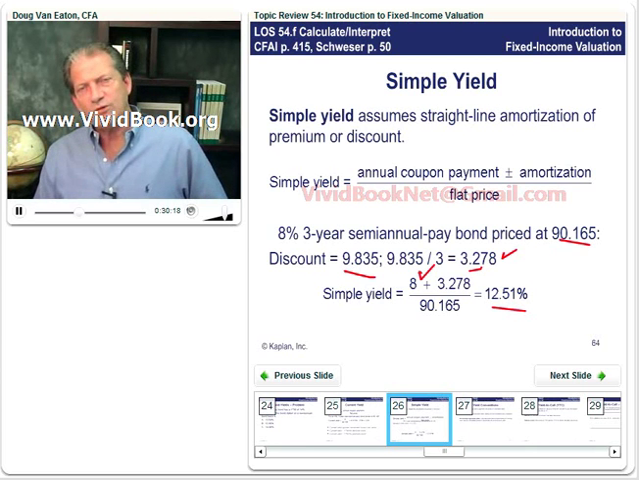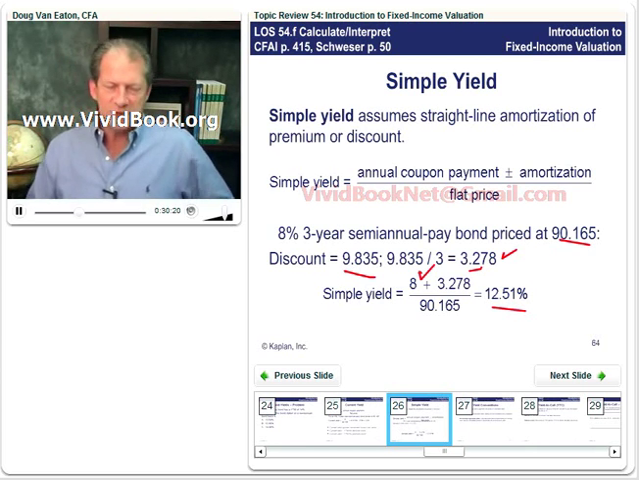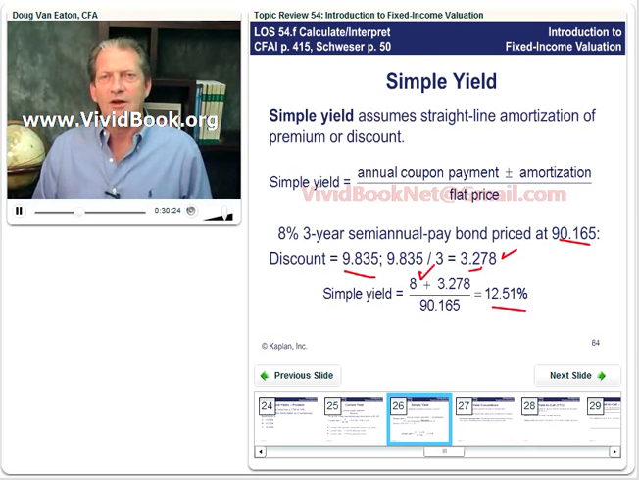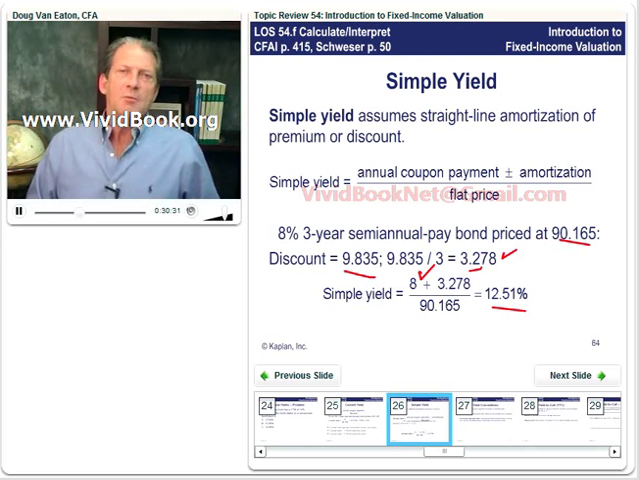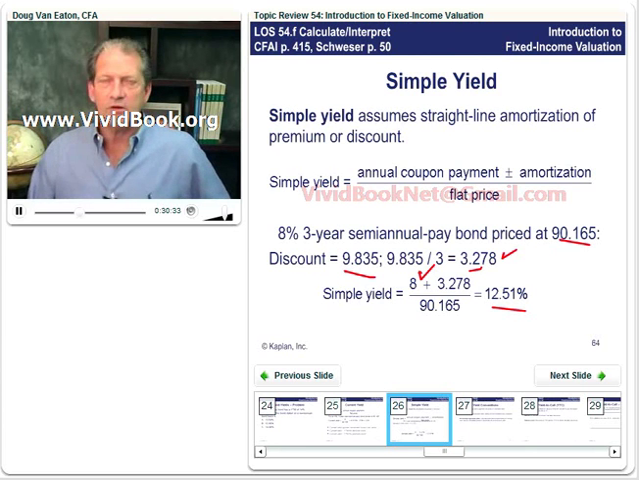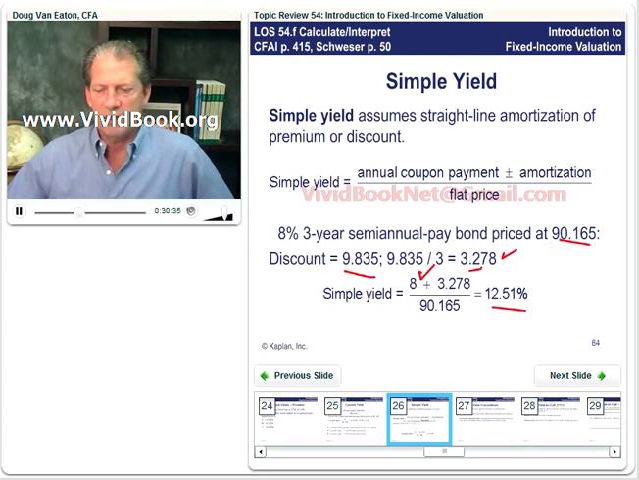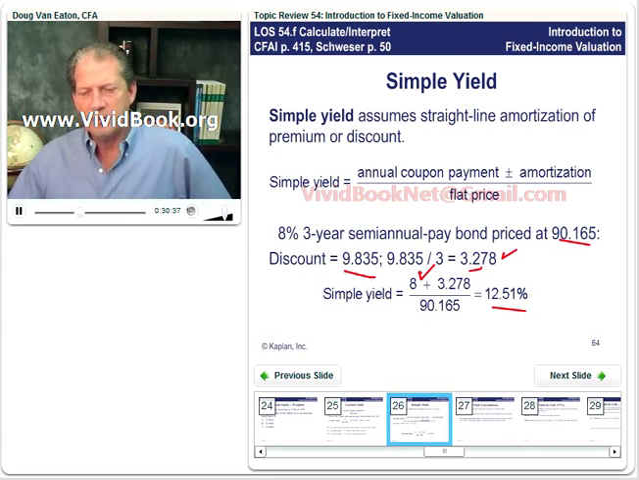The reason we've overshot is because we use that single price right now in the denominator rather than the average of 90 and face value over the period. But anyway, that's the simple yield. It's in the curriculum. Now you know it. Now you can do it. And for a premium, we're going to take that premium, divide it by the number of periods, and then subtract it from the coupon interest payment to get our better estimate of the yield to maturity.